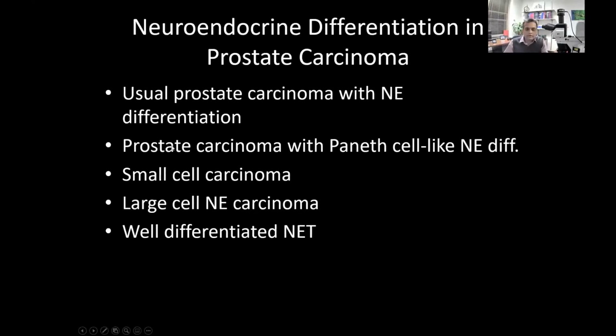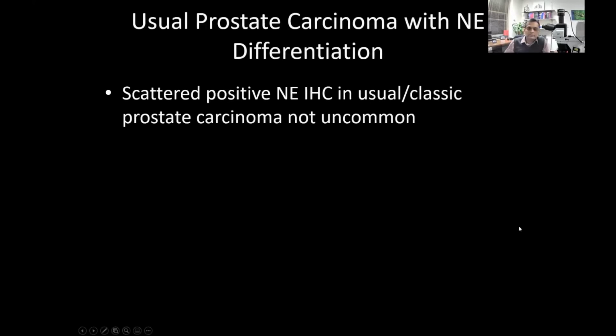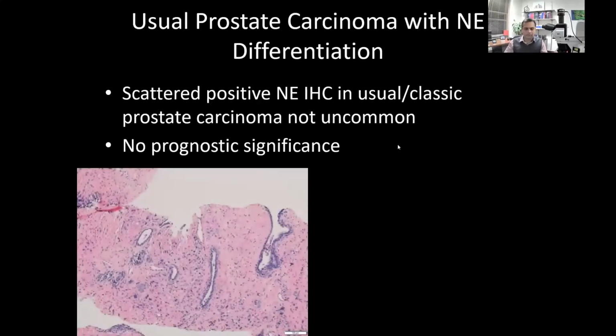And as all of us know, there are also small cell carcinoma and large cell neuroendocrine carcinoma that can occur in the prostate, and rarely you can get carcinoid-like tumors as well in the prostate. So these 2 entities are very uncommon. So let's look a little bit more in detail about the other entities. As I mentioned, usual prostate carcinoma can often have neuroendocrine IHC positivity, and it's not uncommon at all. And this has no prognostic significance, so this should not be overdiagnosed as anything other than regular prostate carcinoma.